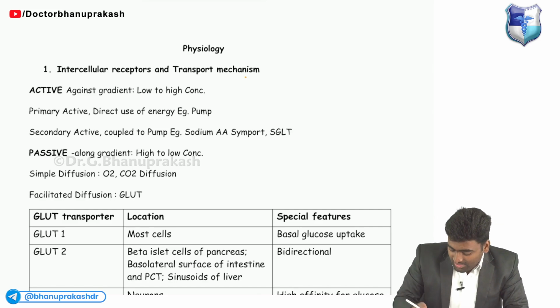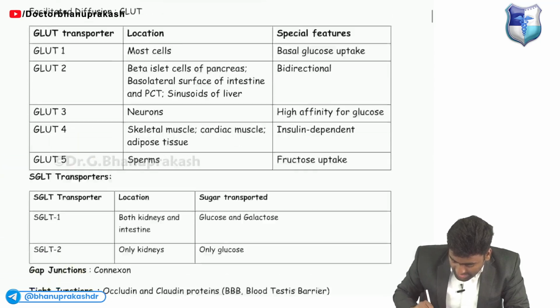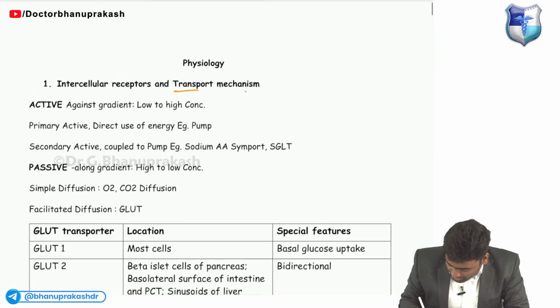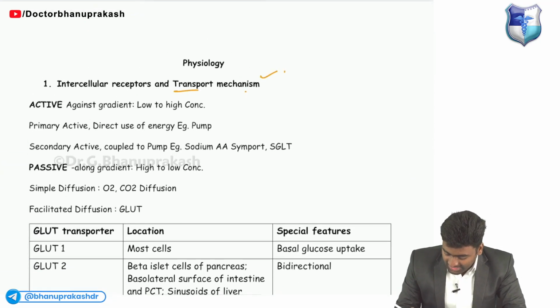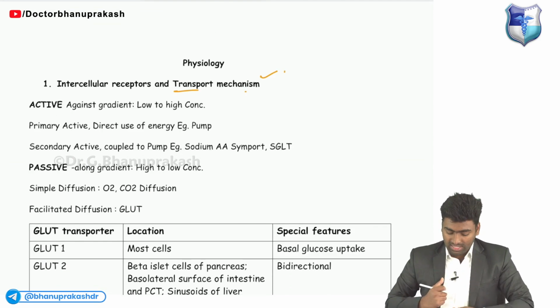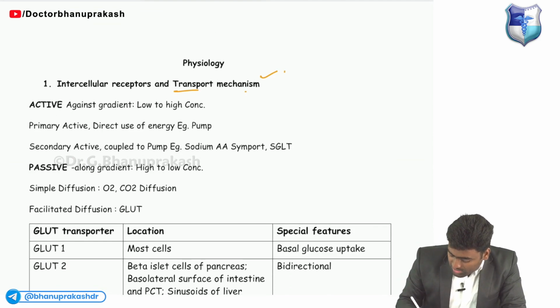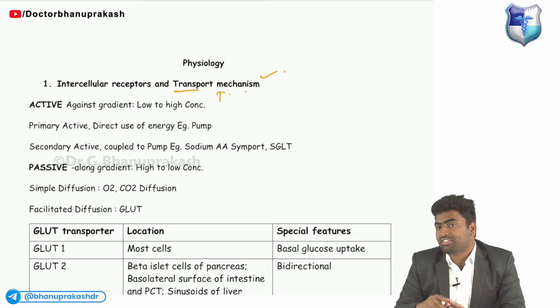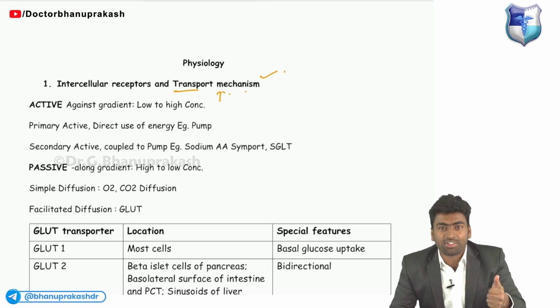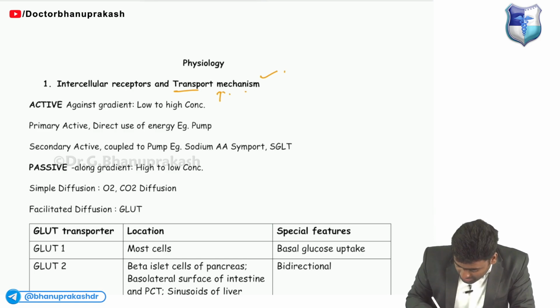In physiology part, we need to see the first one, which is what? Which is this intracellular receptors and its transport mechanisms. The main one, it is what? It is the transport mechanism. If you see about this receptors and transport mechanism, first about this transport mechanism, there are different types of transports. One is the active transport, another one is the passive transport. First one, it is the active.